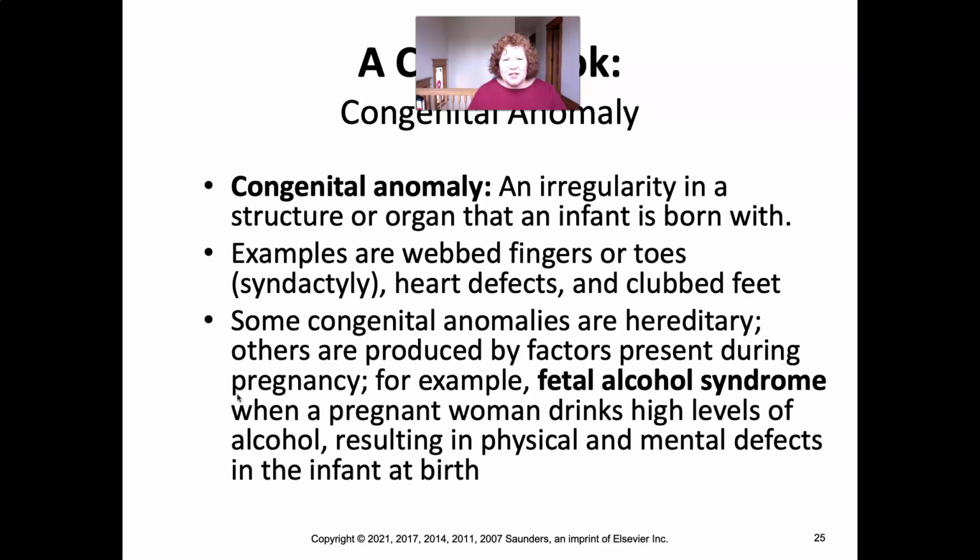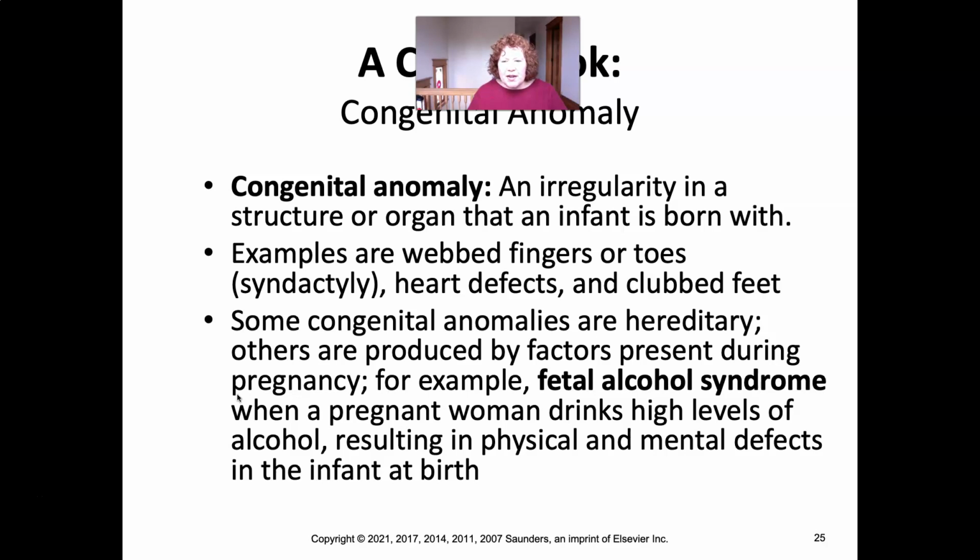All right, closer look, congenital anomalies. These are an irregularity in a structure or an organ that an infant is born with. Something happens when the cells are being replicated, when the baby is being developed, and that's when these congenital anomalies occur. Some examples might be that baby could have some webbed fingers or toes called syndactyly. They could have some heart defect. They could have clubbed feet, those types of things.